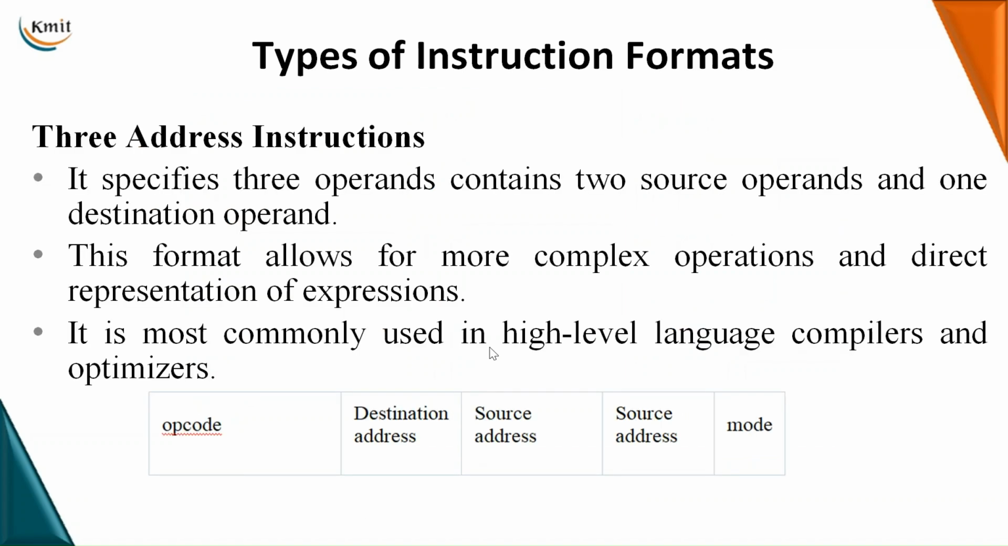Next we move on to the next type of instruction format, which is the three address instruction format. So here the address part of a particular instruction contains three operands. And among the three operands, two operands are going to be the source operands and one is the destination operand. So this format allows more complex operations to be performed. And this type of instruction format is basically used in high level language compilers and optimizers.